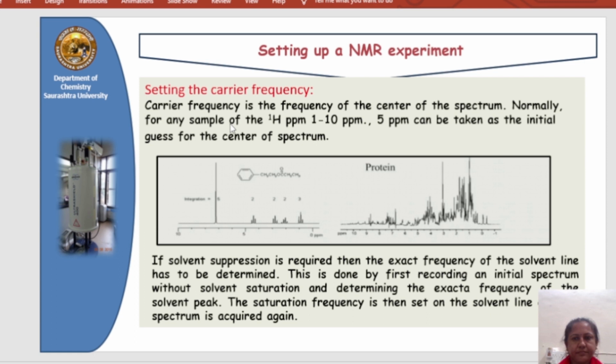So if we use 1 to 10, the center is set at 5 ppm, and you can then set the whole spectral width. So we can say that it is nothing but fixing the ppm range, which is also known as the spectral width. So after that, what happens?